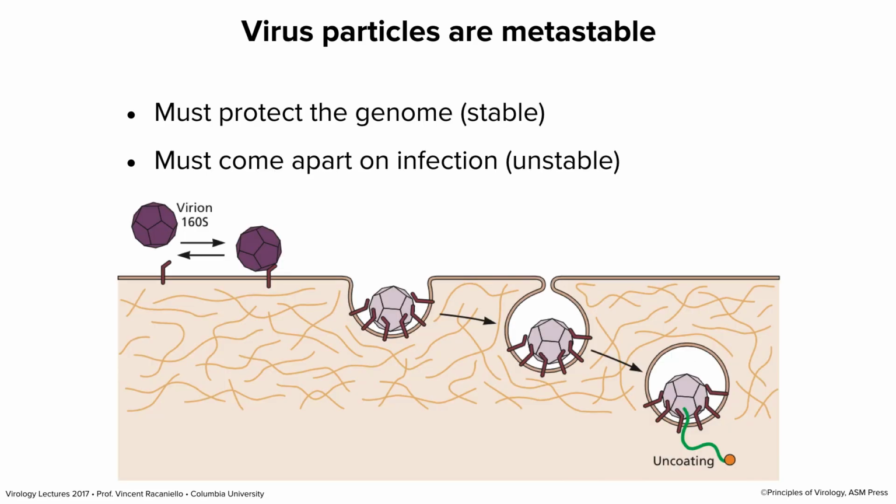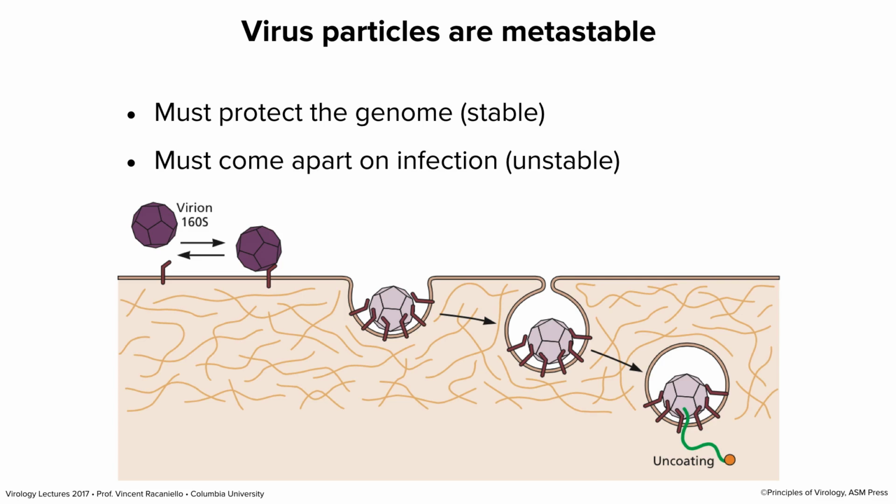Now, a key point that you need to know and understand is that virus particles are metastable. What that means is that they have to be stable to protect the genome as the virus goes from host to host, through the air or through fluids. It has to be very stable. It can't fall apart. But on the other hand, when the virus particle gets into a cell, it has to give up the genome. It has to come apart. So the particle has to be both stable and unstable. And that's why we call it metastable.